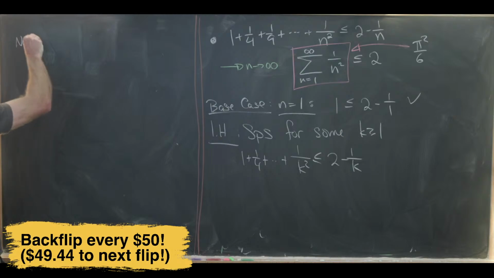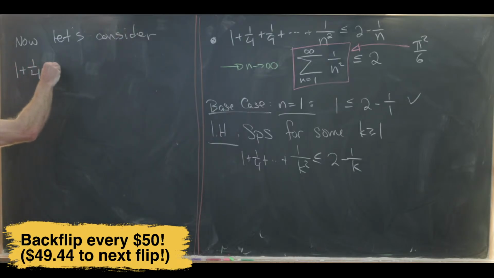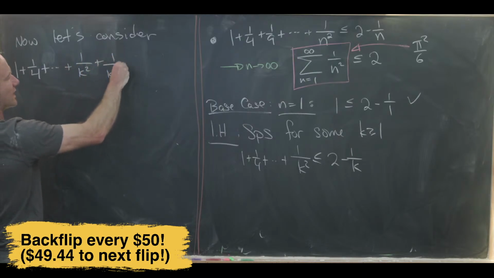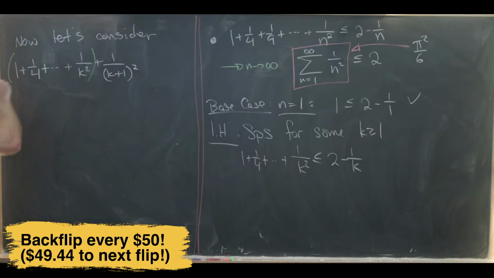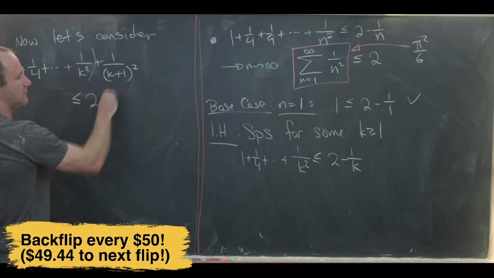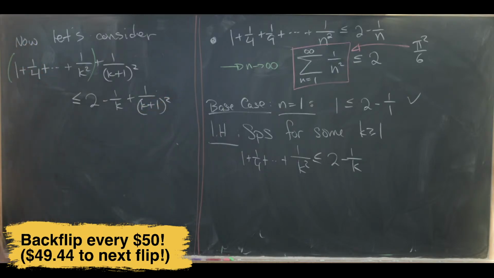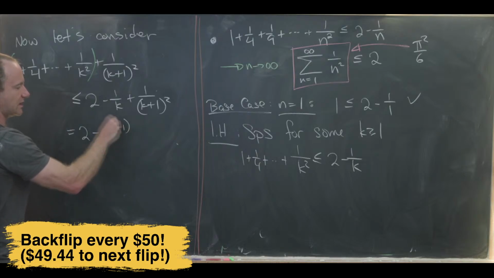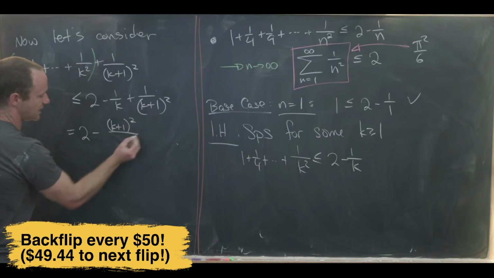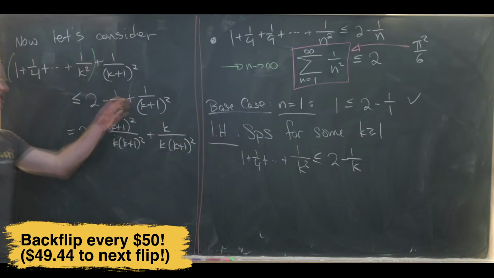Let's consider, like I said, the next case, which is 1 plus a quarter plus all the way down to 1 over k plus 1 squared, but I'll put the 1 over k squared in there to motivate us to use the induction hypothesis. So let's think about this being grouped. We can apply the induction hypothesis to that to give us that this is less than or equal to 2 minus 1 over k plus 1 over (k plus 1) squared. Now let's play some games until we get it to the right form. This is going to be equal to 2 minus (k plus 1) squared over k times (k plus 1) squared plus k over k times (k plus 1) squared. What did I do there? I just found a common denominator for these two things.